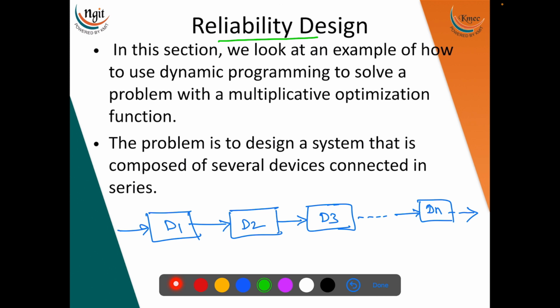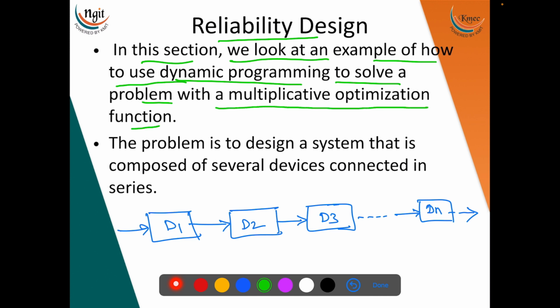As I told you in the previous slide, in this section, we look at an example of how to use dynamic programming to solve a problem with a multiplicative optimization function. So, the exact problem is what? I want to design a system that is composed of several devices connected in series. To understand this, I'll give a sample example. Let us assume that I want to conduct a seminar in a classroom. Now, when this is my task, what are the things I look for?